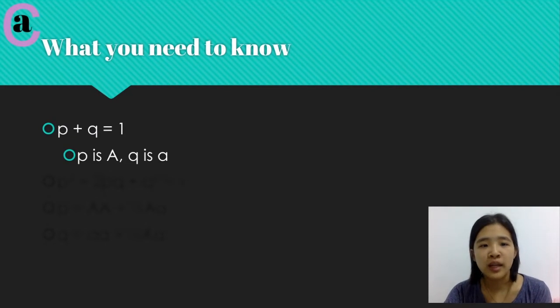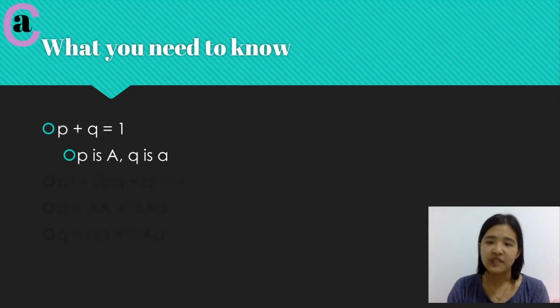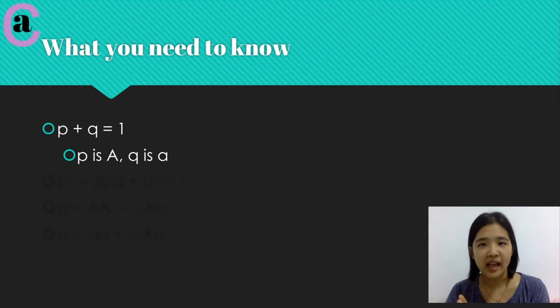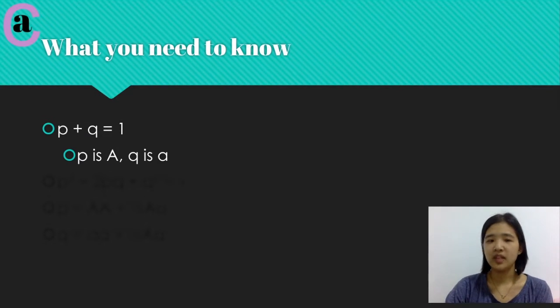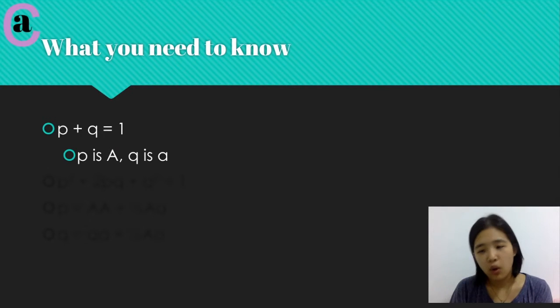So the first one is that p plus q equals 1. P stands for big A allele, so the dominant allele, and q stands for little a, which is also known as the recessive allele. So that makes sense, right? The gene that you're looking at either has to be dominant or recessive.